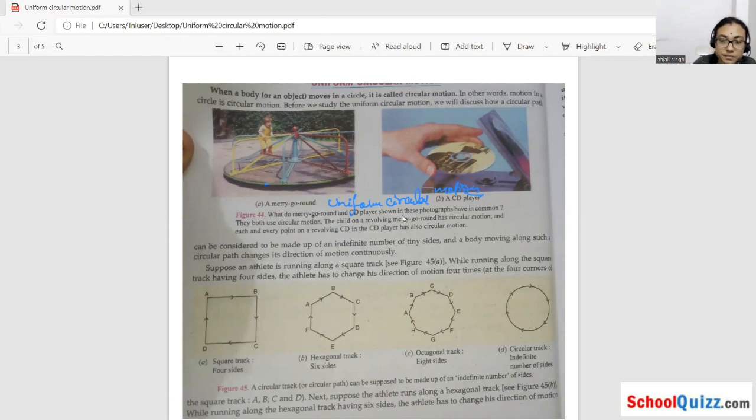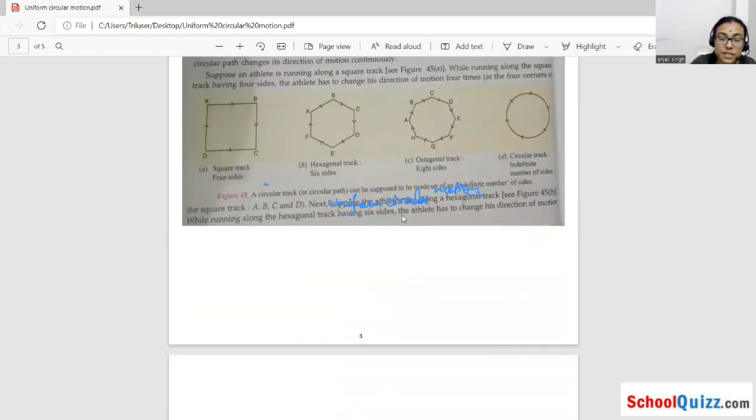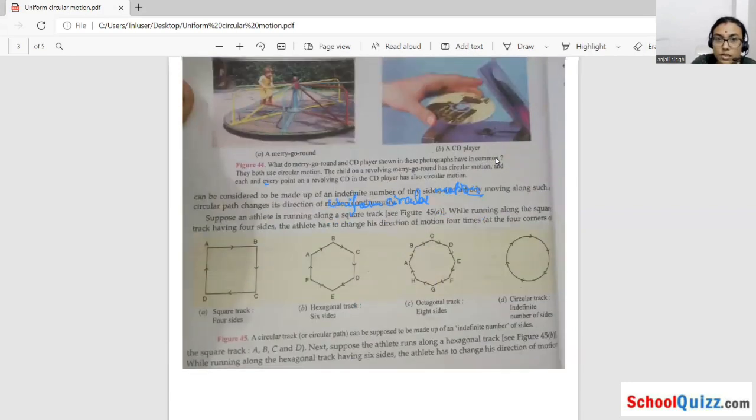Now here also, this is the square track, hexagonal track, octagonal track, circular track. When you see, they are moving uniformly. This is not in the form of a circle. This is also not, and this is also not, but this one is in the form of a circle. And when you move this in a uniform manner, it shows uniform circular motion.